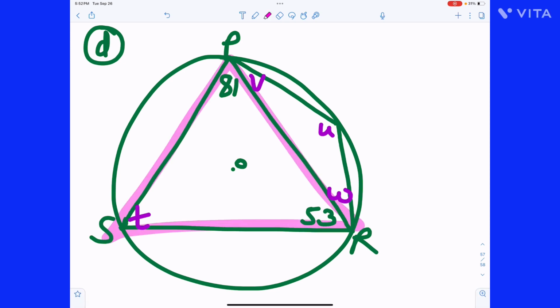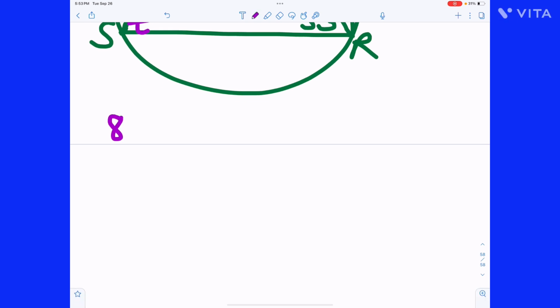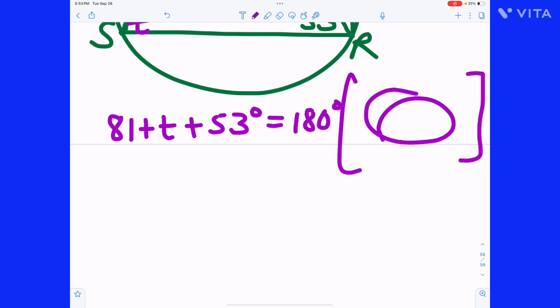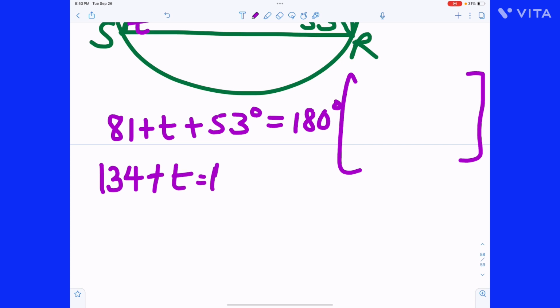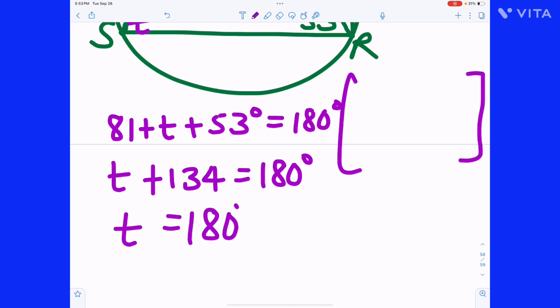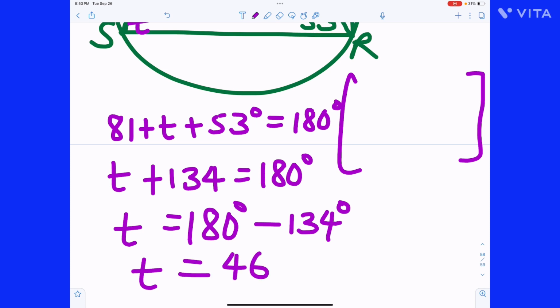81 plus 53 plus T will give me 180. So let's go straight and get that. 81 plus T plus 53 is 180. Angles in a triangle. That's what you should write here. Either you write sum of angles in a triangle or you simply write angles in a triangle. So 134 plus T is 180. T is 180 degrees minus 134. So T is 46 degrees. I hope this is very simple.